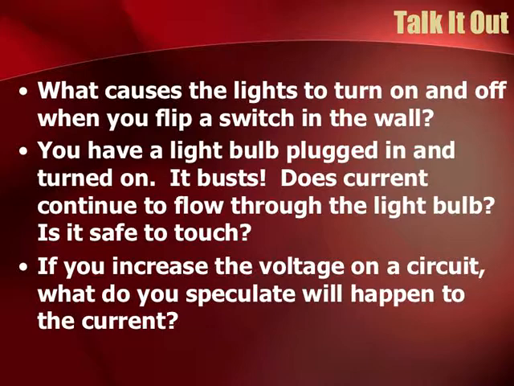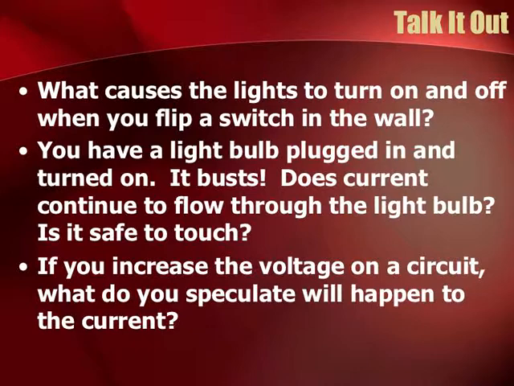Okay, let's talk as a group, guys. What causes the lights to turn on and off when you flip a switch in the wall? It's an open and closed circuit. When it's off, it's an open circuit, so no current is flowing, and obviously when it's on, it's a closed circuit.